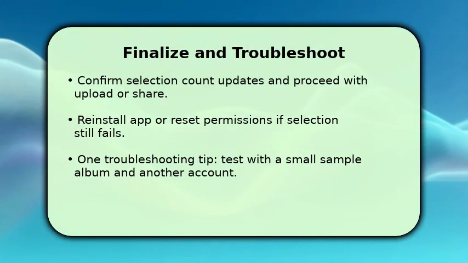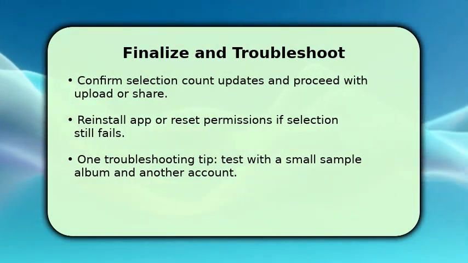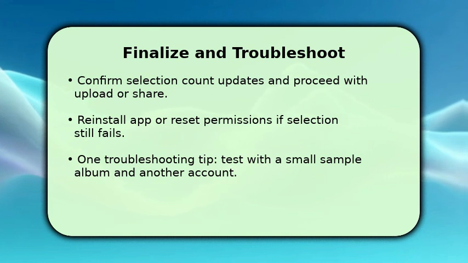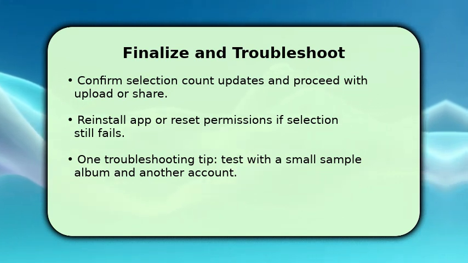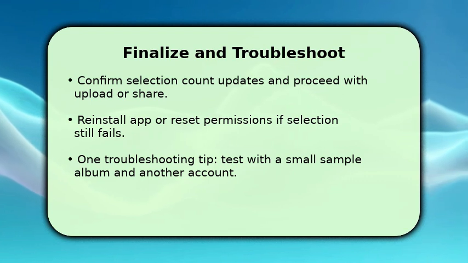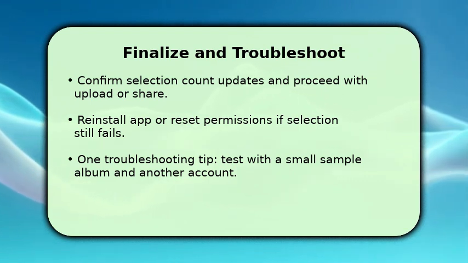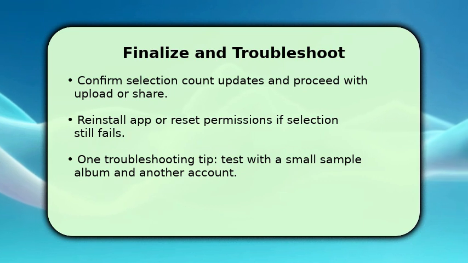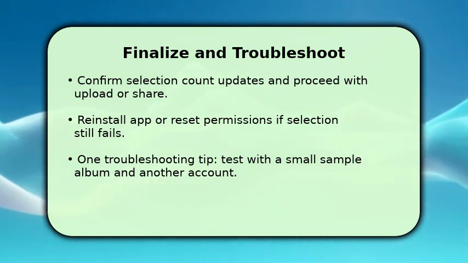After you select photos, confirm the selection count updates and that the action button (Upload, Share, Done) becomes enabled. That proves the problem is resolved. If the UI still shows no photos selected, reinstall the app and reset permissions, because corrupted app state or permission hooks can block selection callbacks.